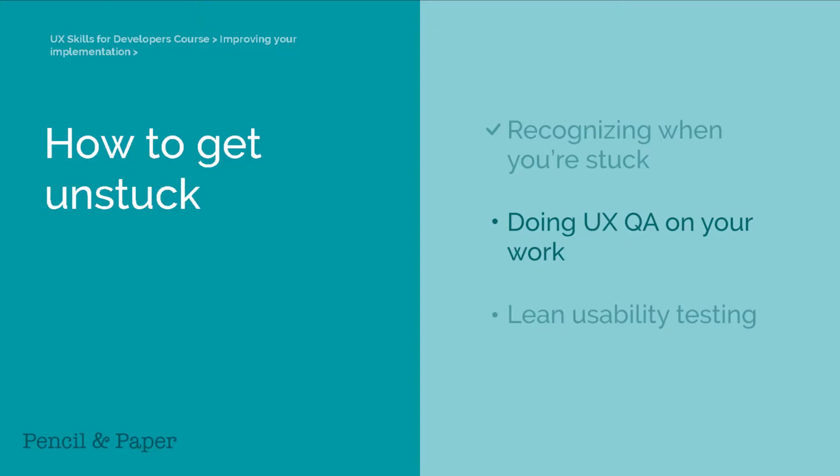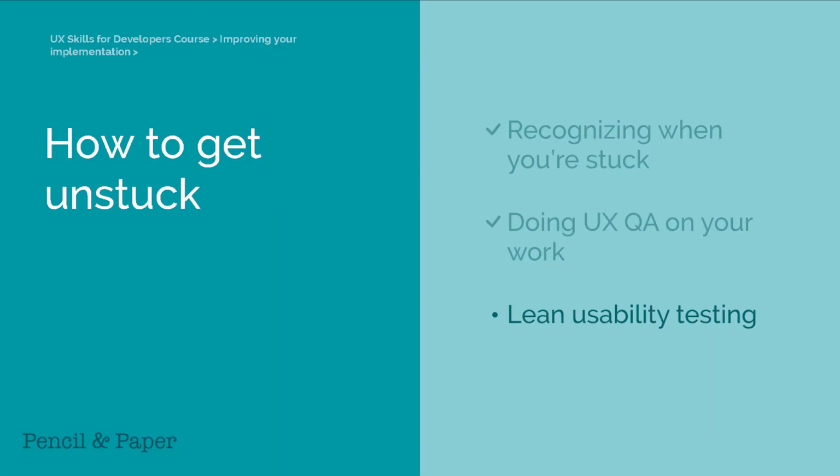The first part that we're going to talk about is really recognizing when you're stuck. There's a few mental triggers that we can go through that will really help you recognize, you know, this is not quite working. The next part is doing UX QA on your work. So all of the different criteria that you need to go through to do that kind of QA work on your existing implementation. Then we're going to look at lean usability testing.